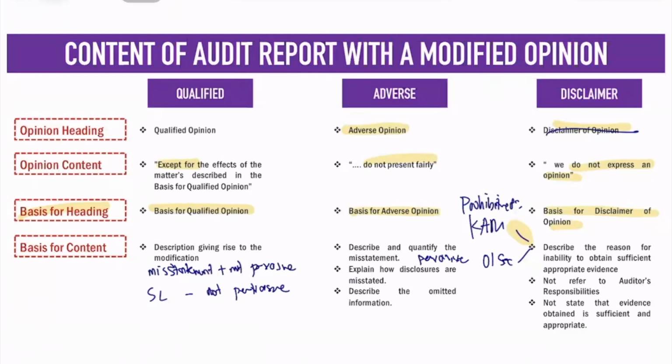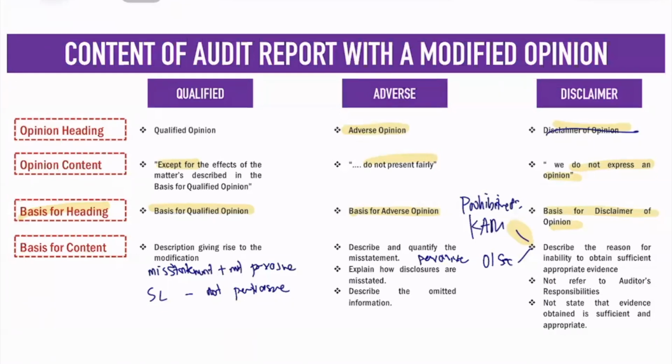Therefore, there must be a key audit matter. However, you provided a disclaimer of opinion, meaning you did not get any sufficient and appropriate audit evidence. Therefore, you don't have any significant matter to report. And since you don't have any significant matter to report, even if you are a listed entity, you will not provide the key audit matter and other information section.